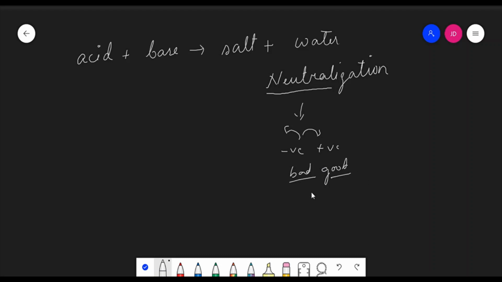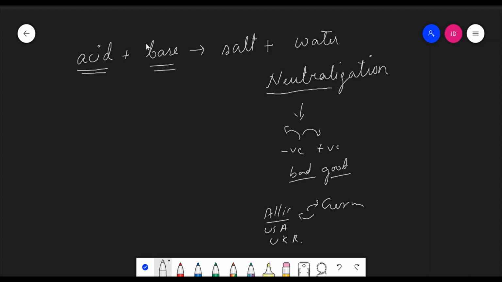Okay, suppose World War II, one team is Germany, one team is our allies: USA, UK, Russia and all. Switzerland was neutral, meaning it was neither helping Germany nor helping the allies. So in this case, why do you call it neutralization? Because acid is corrosive, base is corrosive, but they're exactly the opposite. Their reactions are exactly opposite.